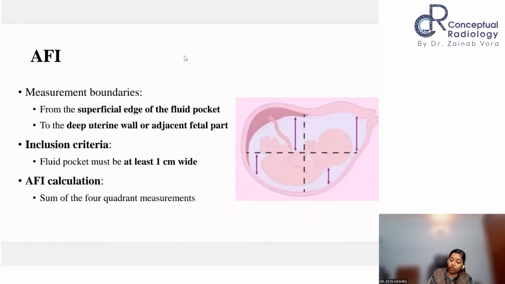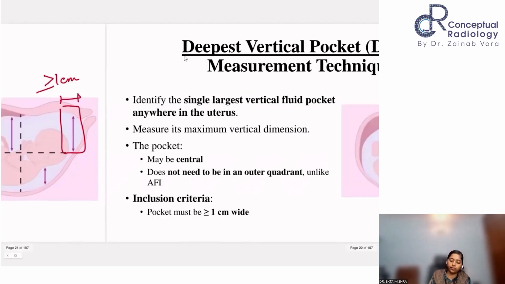So start measuring from the superficial edge to the deep part in that quadrant. Now that can be the part of the uterus or it can be the fetus. But remember, this is very important and often missed. The fluid pocket that you are measuring should be at least 1 centimeter wide. So if I'm taking this pocket, the width of the pocket should be at least 1 centimeter or more. Then only there is a benefit in measuring that fluid pocket. And once you have chosen such pockets, add them up and you get the AFI.